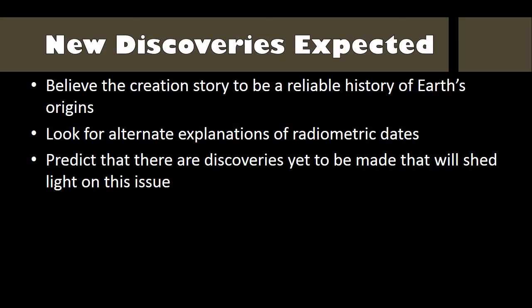Although the creation story in Genesis is not something that science can prove or disprove, some scientists believe it to be a reliable history of Earth's origins and have chosen to accept it as accurate. These scientists look for alternate explanations of radiometric dates that would be consistent with the biblical record. More study is needed, and scientists who believe in the biblical creation story predict that there are discoveries yet to be made that will shed light on this issue and see this as an exciting mystery to solve.